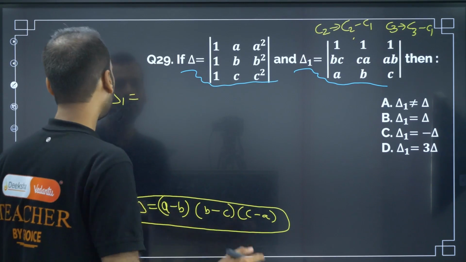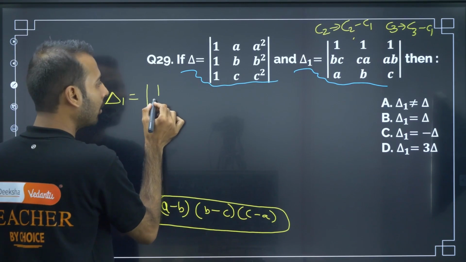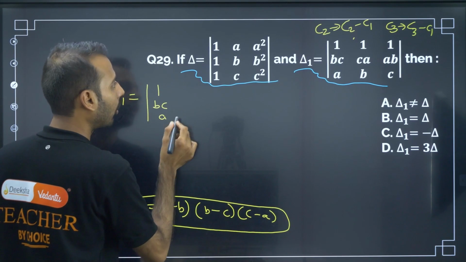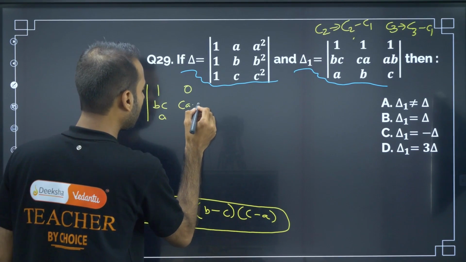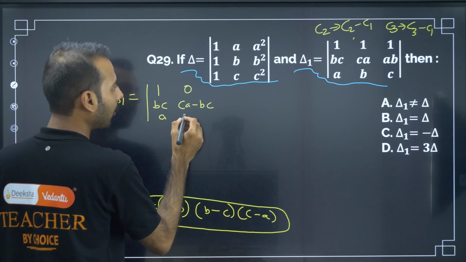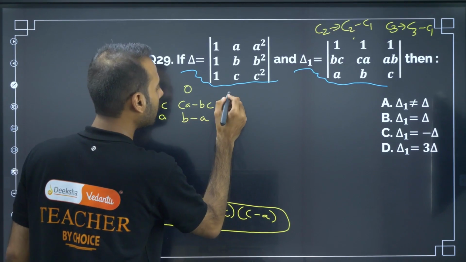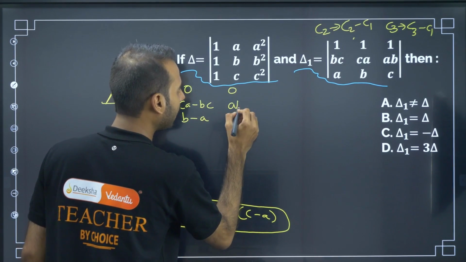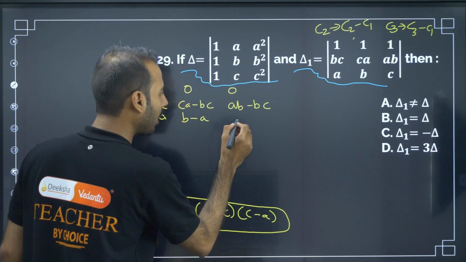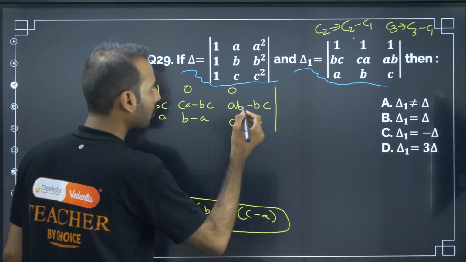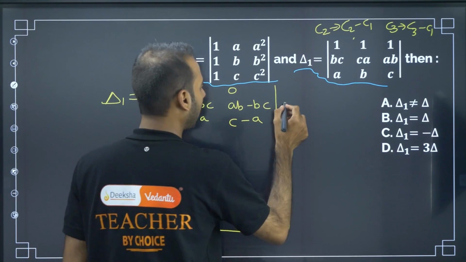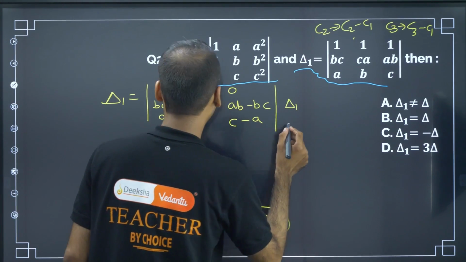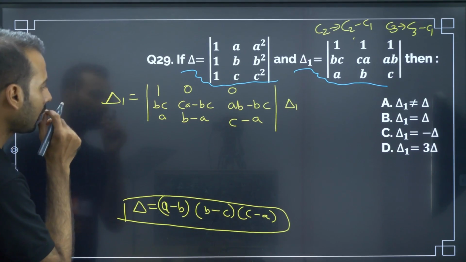Next, this becomes 1, b c a. What about the second column? 0, ca minus bc, b minus a, 0, 0, and then ab minus bc, and then c minus a. So after performing those column operations, next triangle 1 is equal to, see here.